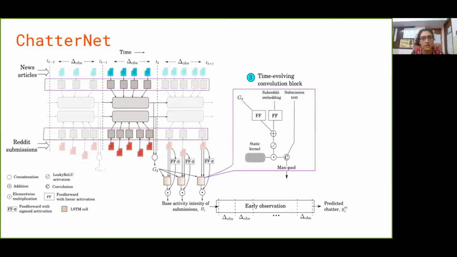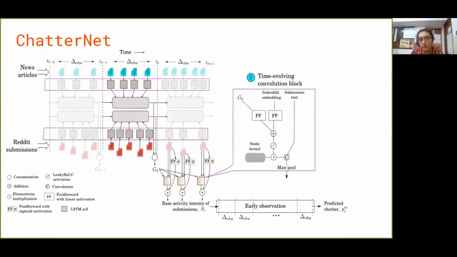Since different posts can arrive at different times and can belong to different subreddits, the overall contextual information associated with an incoming post can vary. To be able to effectively capture this variation in contextual information, we make use of the time evolving convolution block. The architecture of the time evolving convolution is the same as that of the one dimension convolution discussed previously, with the major difference being that the kernel of the time evolving convolution block is a function of the subreddit to which the post belongs, as well as the historical influence associated with the post.